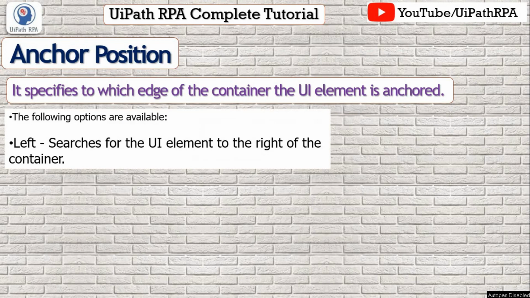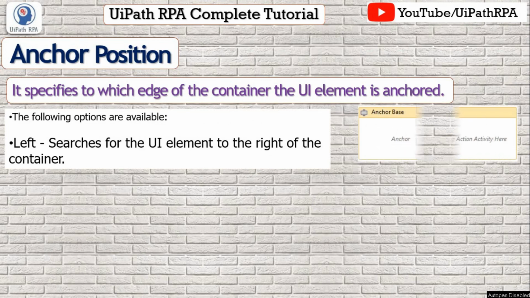First, left. It searches for the UI element to the right of the container. So if we select left, then our anchor will be on the left side and the action will be on the right side. You can see like that. It means our drop action will be right and anchor will be left. So this is called left.